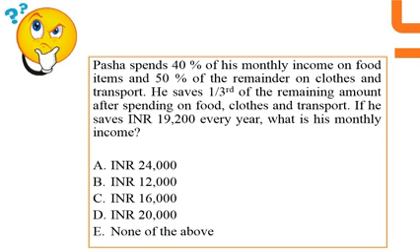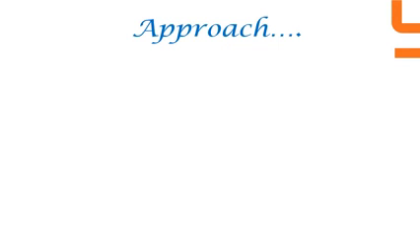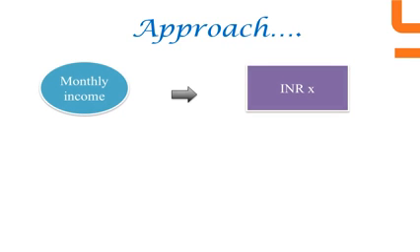Let's do a step-by-step procedure so as to solve this particular question. Okay, so first, as in any mathematical question, you assume the variable to be found, which is the monthly income, to be X Indian rupees. That is, the monthly income is assigned the value X.